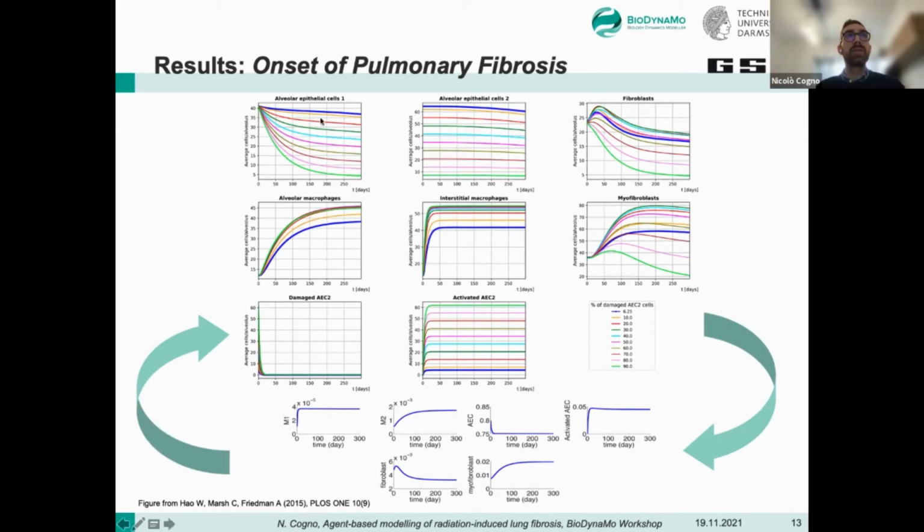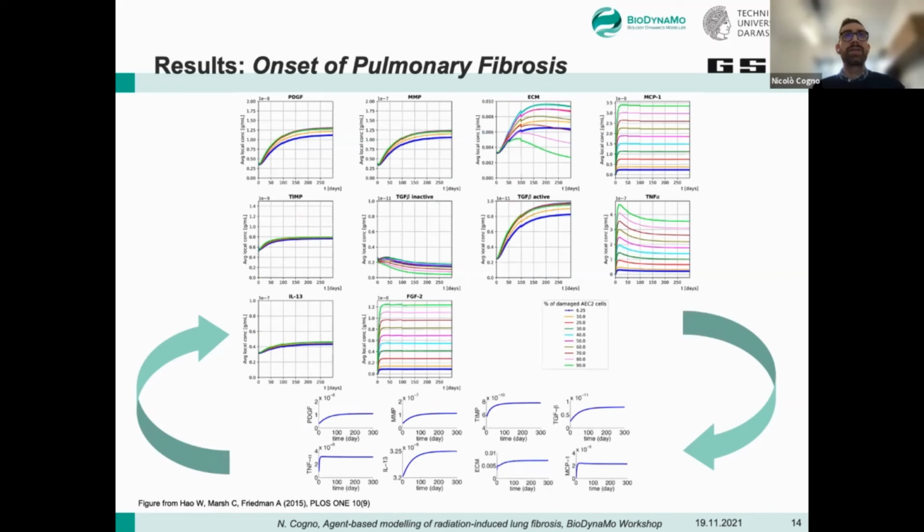And we also added the alveolar epithelial cells of type 1. And you can see that as the damage increases, the population of alveolar epithelial cells of type 2 is not able to maintain this one. Also keep in mind that alveolar macrophages in our model are represented by M2, while interstitial macrophages are M1 in the IPF mathematical model.